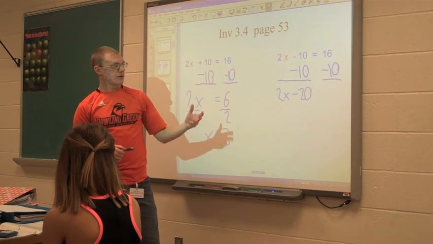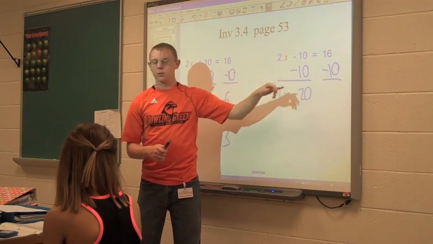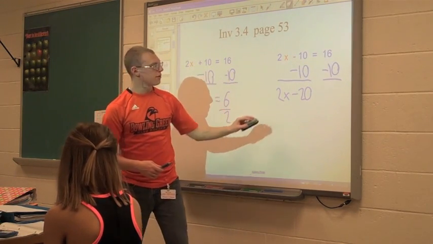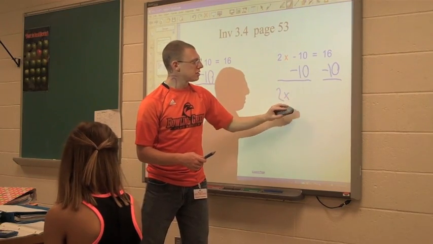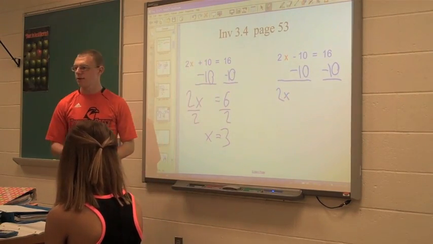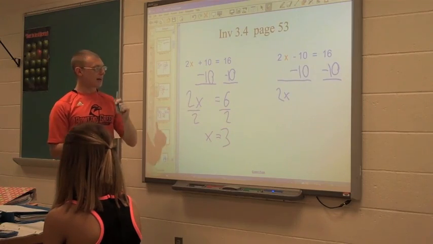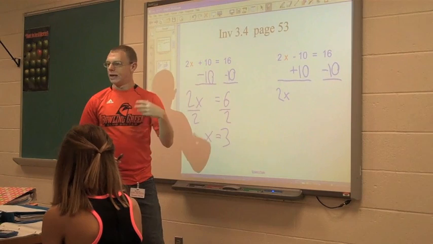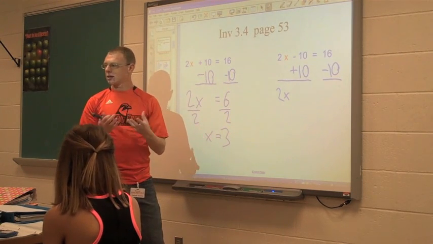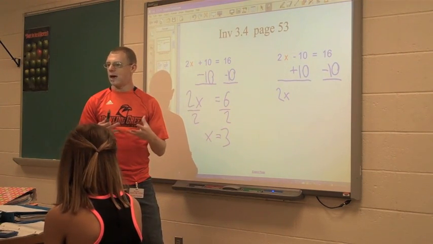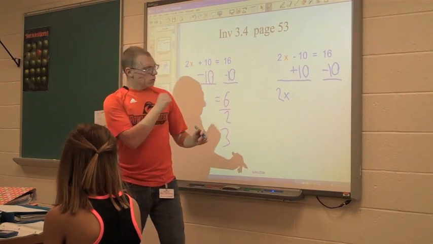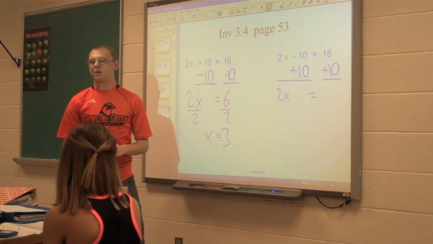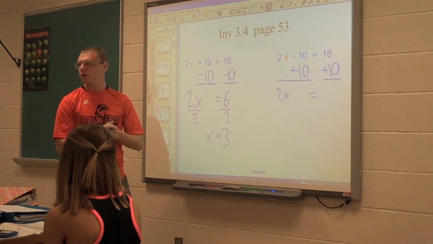So are we really getting anywhere if we subtract 10? No. We're just getting further away from our goal. But what can we change in order to get rid of that 10? Add 10 instead of subtract 10. So if we add 10, the negative 10 and the positive 10 cancel each other out. They add up to 0. So what would 16 plus 10 equal? 26.